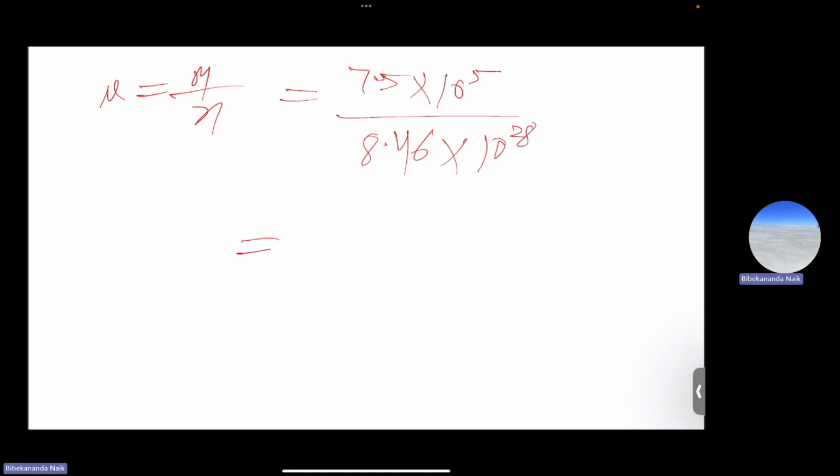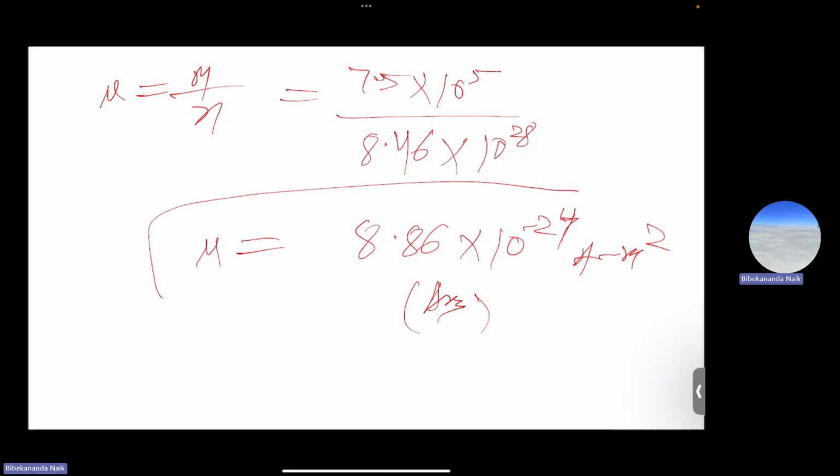Then the average magnetic moment mu will be M by N. M is given as 7.5 into 10 to the power 5, divided by 8.46 into 10 to the power 28. You calculate, it will be 8.86 into 10 to the power minus 24 ampere meter square. Since it is given average magnetic moment per iron atom, we divided by the number density of iron atoms. So the correct option will be option C.